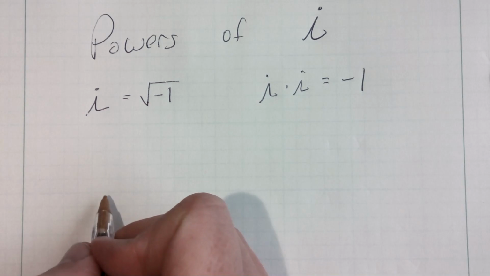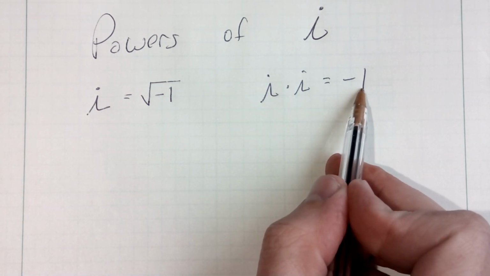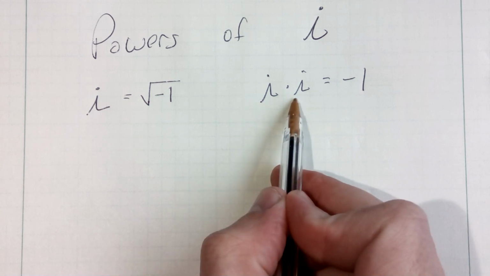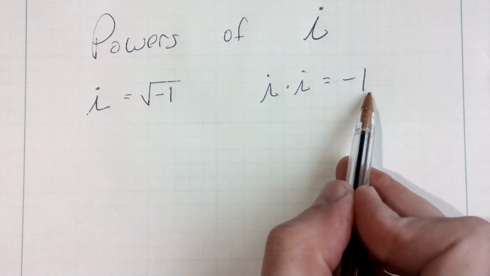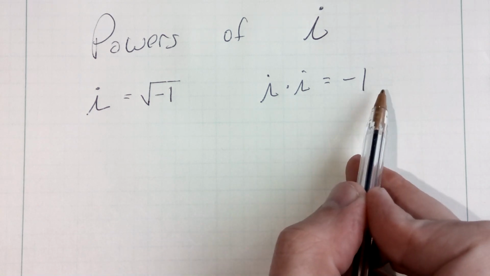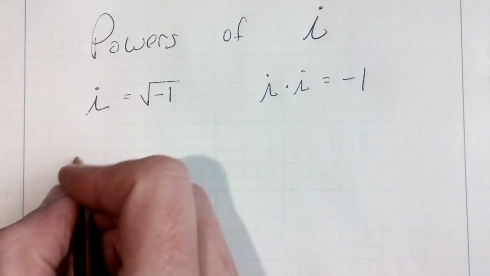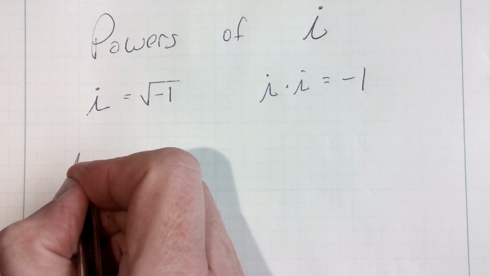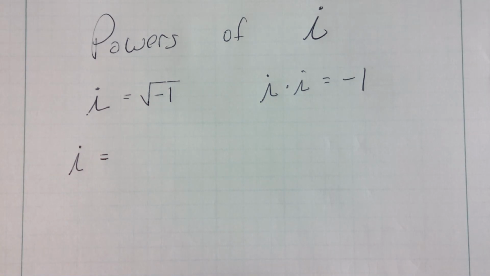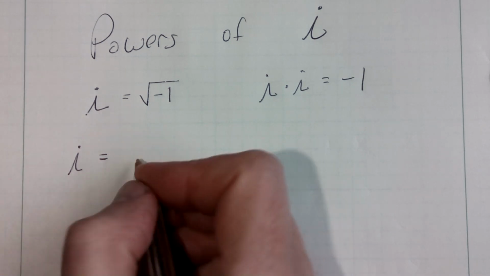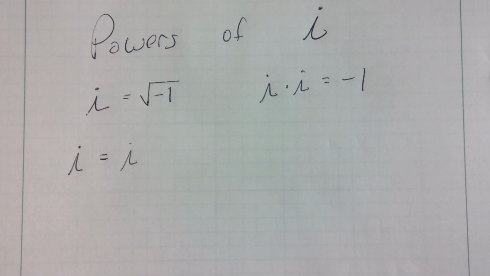Now, the interesting thing is since i times itself is -1, if you continue to multiply by more i's, you're going to keep getting either 1, -1, i, or -i. Let's just watch this pattern. If I give you an i, from this point forward, you could say it's the square root of -1, but let's just say it's i. That's the most simplified way to write it.